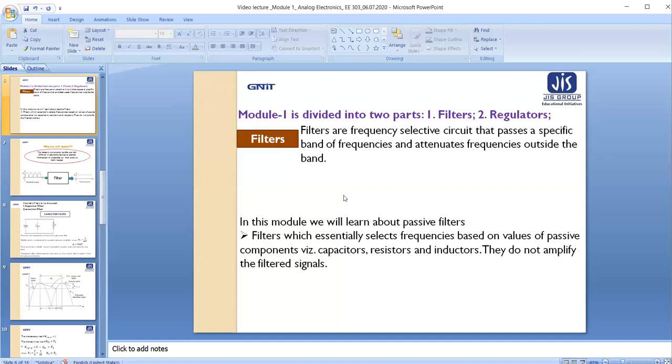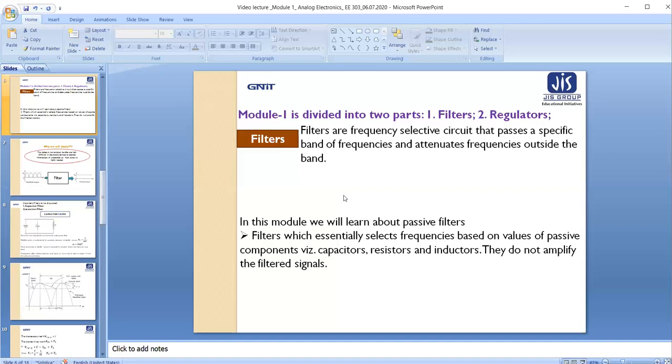So it will collect the specific band of frequencies which is essential for a particular circuit and rejects or blocks or attenuates the rest of the frequencies present in the signal. Now there are two types of filters. One is the active filter, the second one is the passive filter.